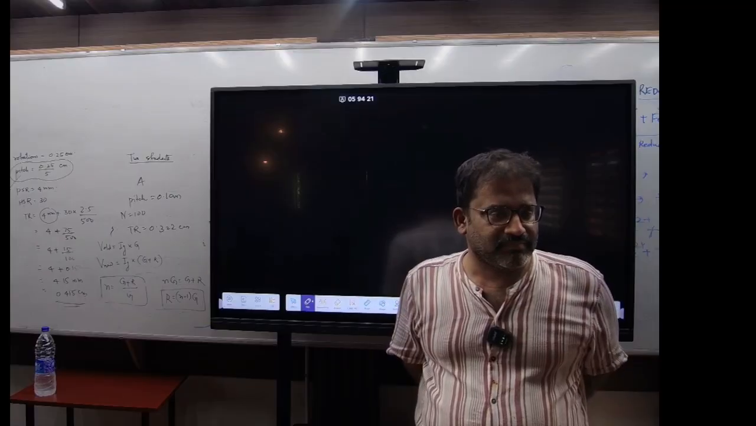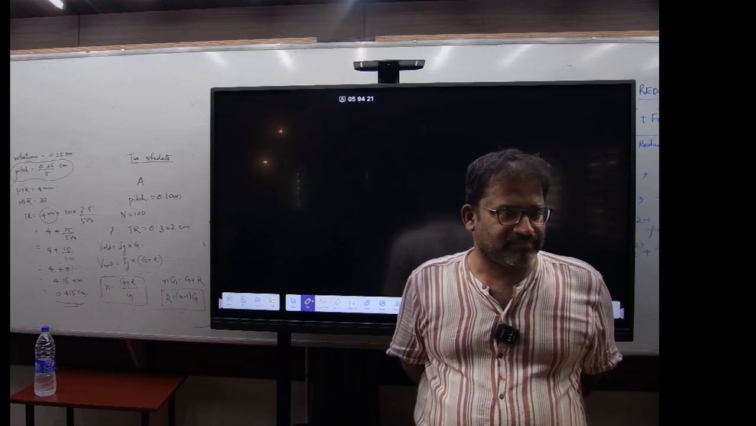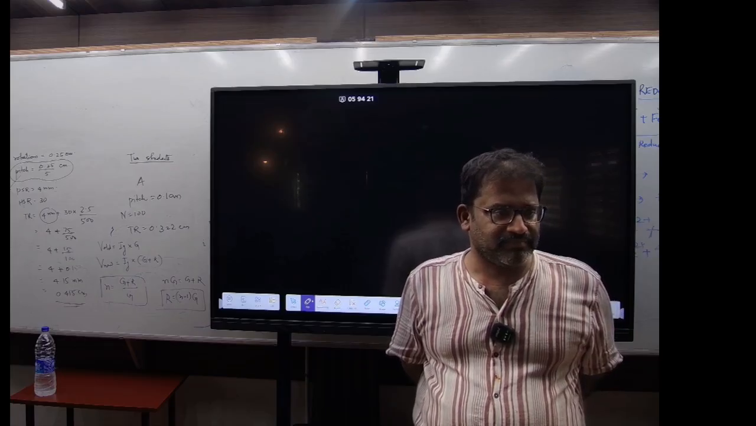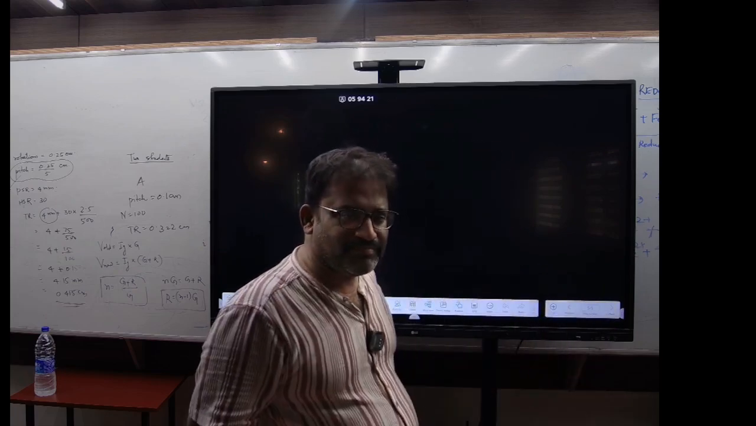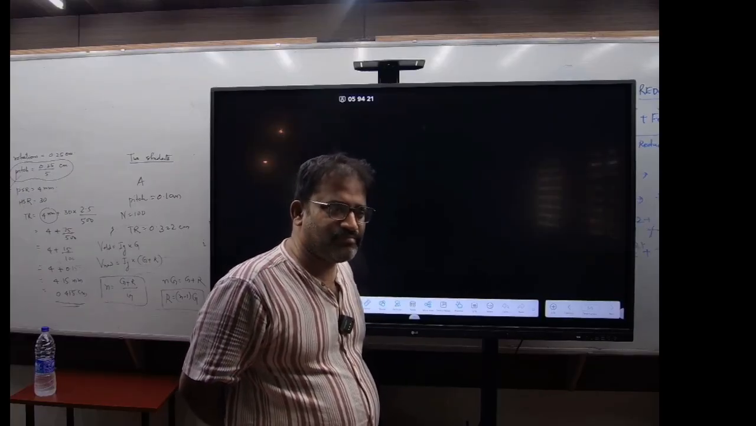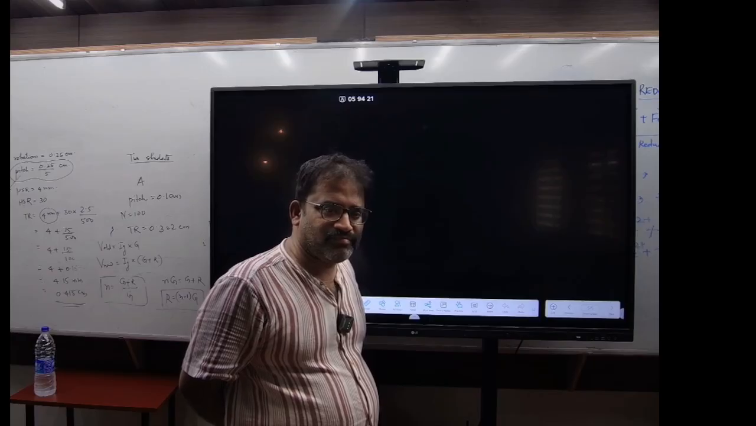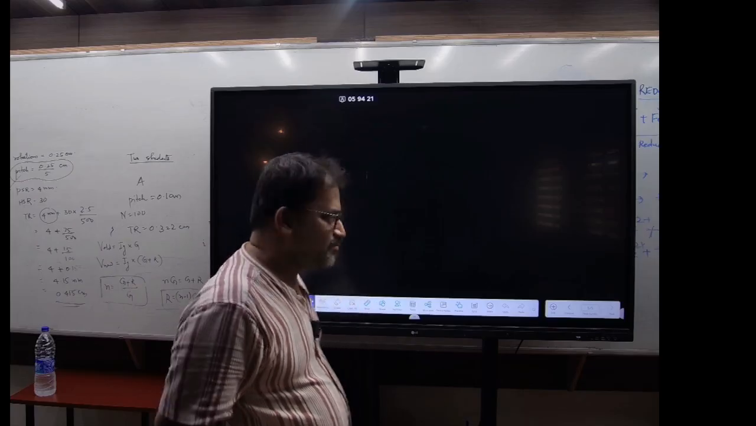A thermodynamic system undergoes a cyclic process A, B, C as shown in the diagram. The work done by the system per cycle is: option 1, minus 750 joule; option 2, 750 joule; option 3, 1250 joule; option 4, minus 1050.